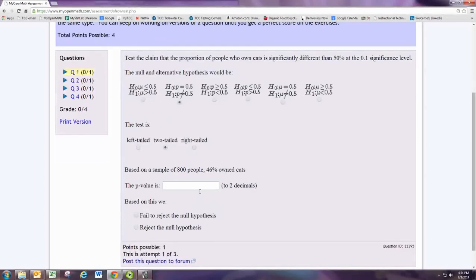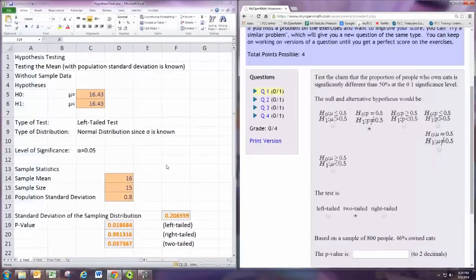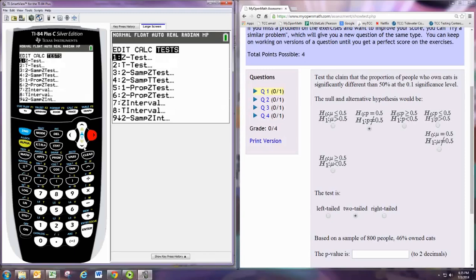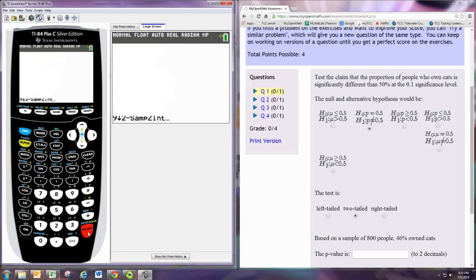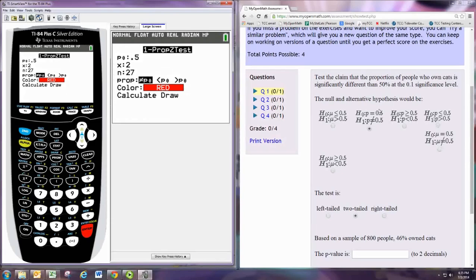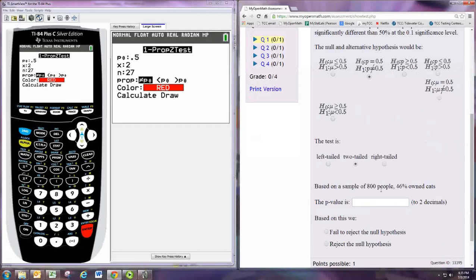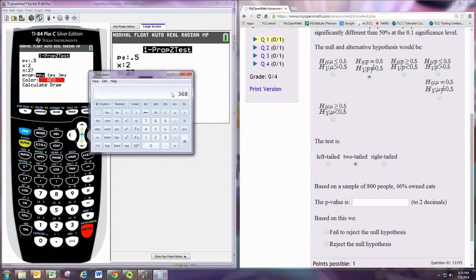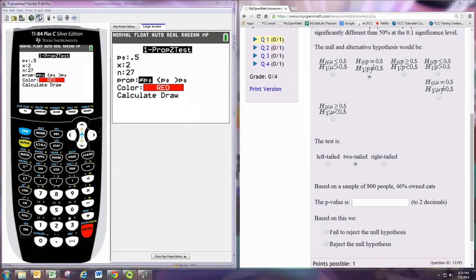To find the p-value, we use technology. Using the graphing calculator, hit stat, tests. For proportions, we use 1-PropZTest. p sub 0 is the number that shows up in the hypothesis statements. Here we don't have the value of x. The sample data indicates that 46% of the 800 people own cats. This is 368 individuals. And the sample size was 800.